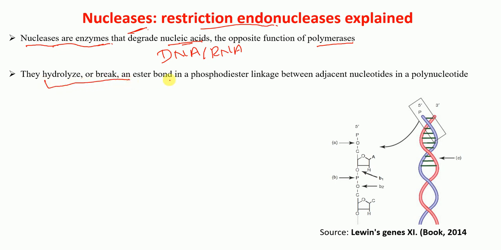They hydrolyze or break an ester bond in a phosphodiester linkage. So these nucleases break an ester bond in a phosphodiester linkage between adjacent nucleotides in a polynucleotide. For example, here in the B, this linkage is phosphodiester, because on this side we have one ester and on the other side also. So this B indicates the phosphodiester linkage. So nucleases hydrolyze or break an ester bond in a phosphodiester linkage that is present between adjacent nucleotides.